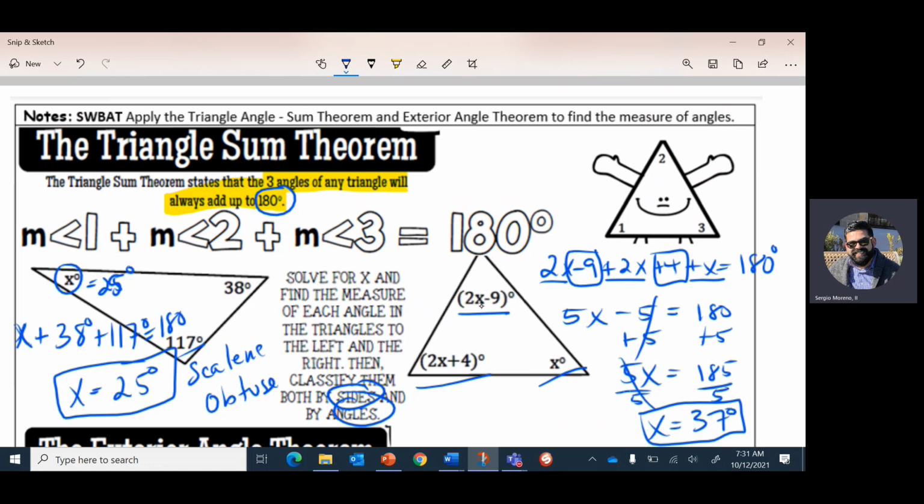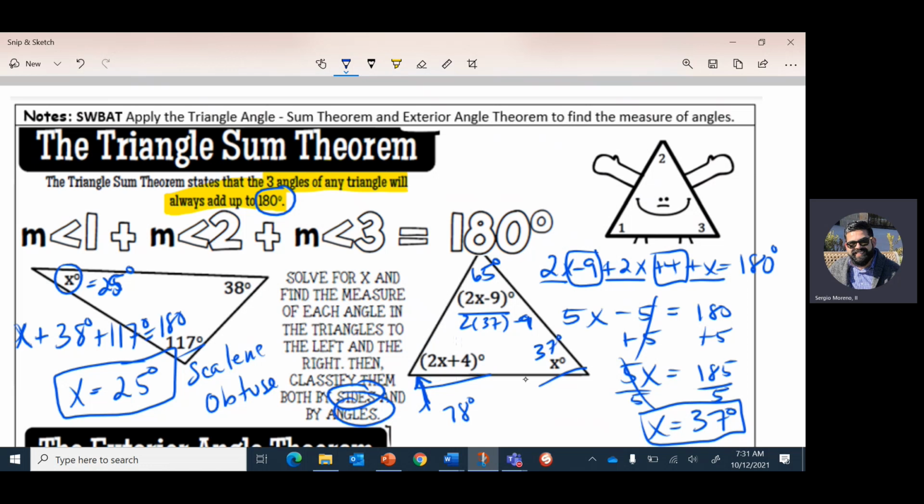Over here, once we sub in all our values, I put in 2 times 37 minus 9, and this angle here would equal 65 degrees. If I did the same down here, this angle would equal 78 degrees when I substitute x equals 37 into 2x plus 4. And then, of course, this is just 37 degrees.